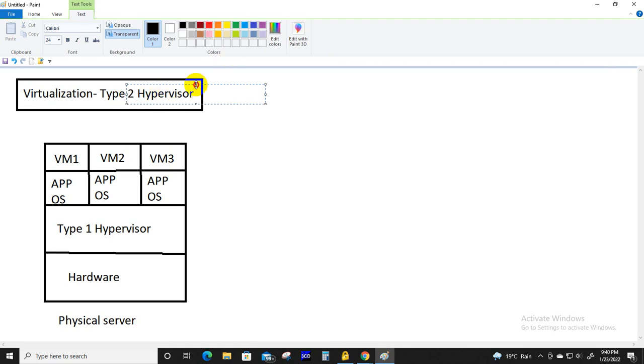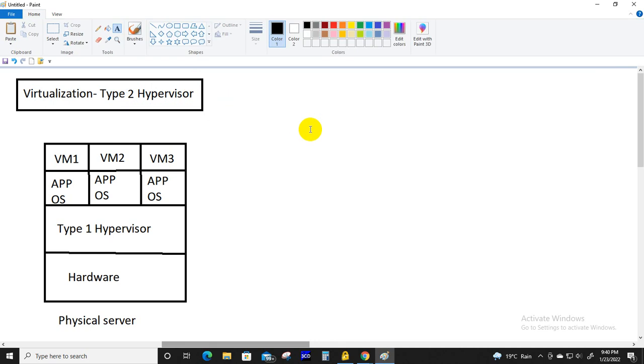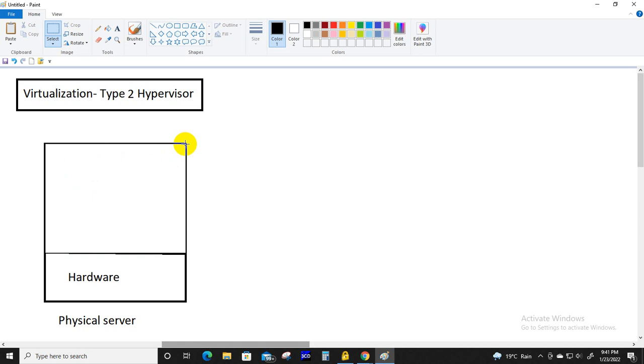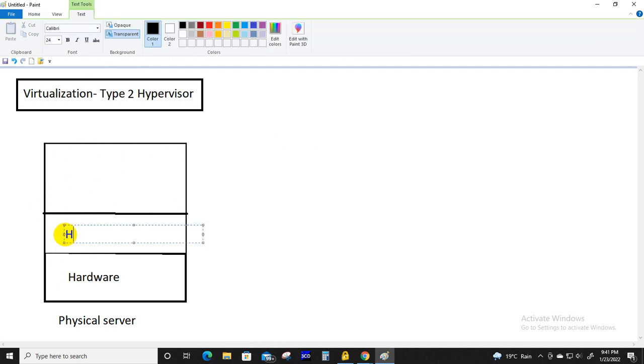Type 2 hypervisor. What is type 2 hypervisor? In type 2 hypervisor, this physical server is changed somehow. Above hardware, now we have host OS, host operating system. It could be Linux, it could be Windows.